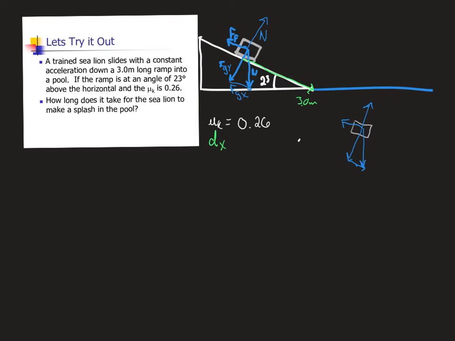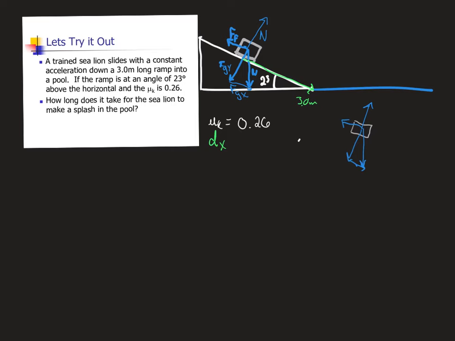And it kind of cleans it up a little bit, and then we don't see the ramp that it's on. It's there, it's important, but we're more worried about what's going on with this sea lion and how fast it's going down. It's going to have a constant acceleration, and so we're going to have to start looking at some equations that we have.